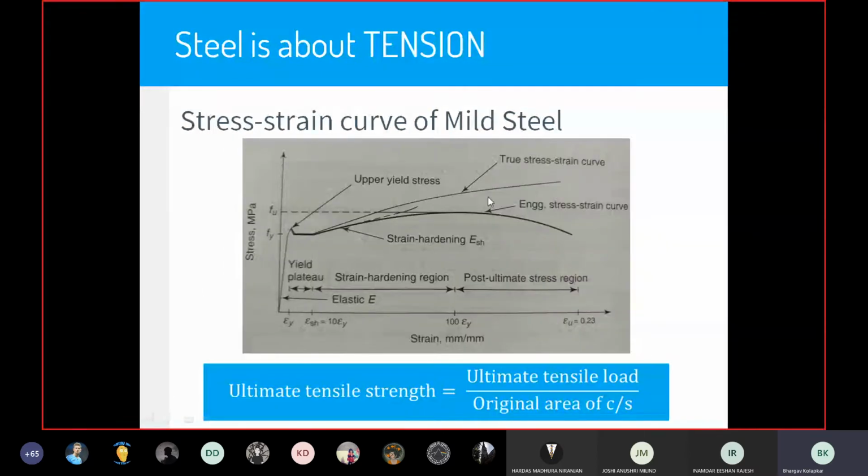The strength in this portion is something that we do not consider in design. Okay, we'll get into the details later. As of now, the only thing that you want to understand is the difference between true and engineering stress strain curve and what this curve means.